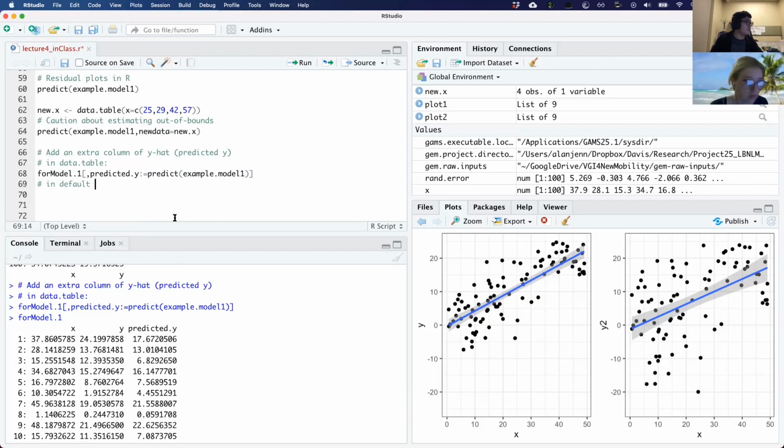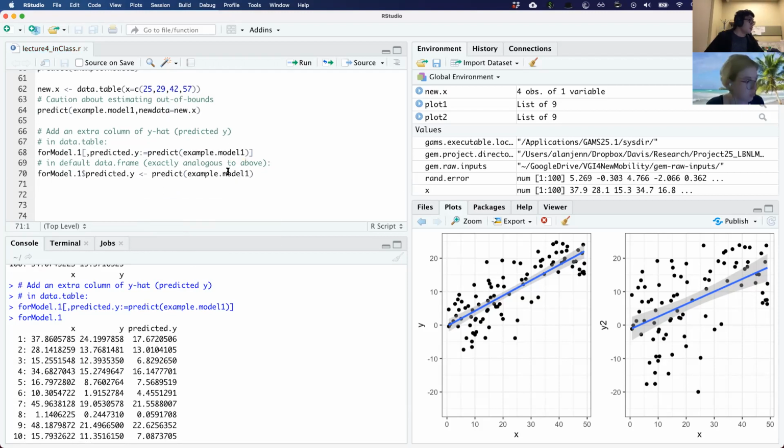Okay, so in a default data frame, the way that you would do this is I would create a column called, okay, wait, and this is exactly analogous to above. It would be predict example.model1. Okay.